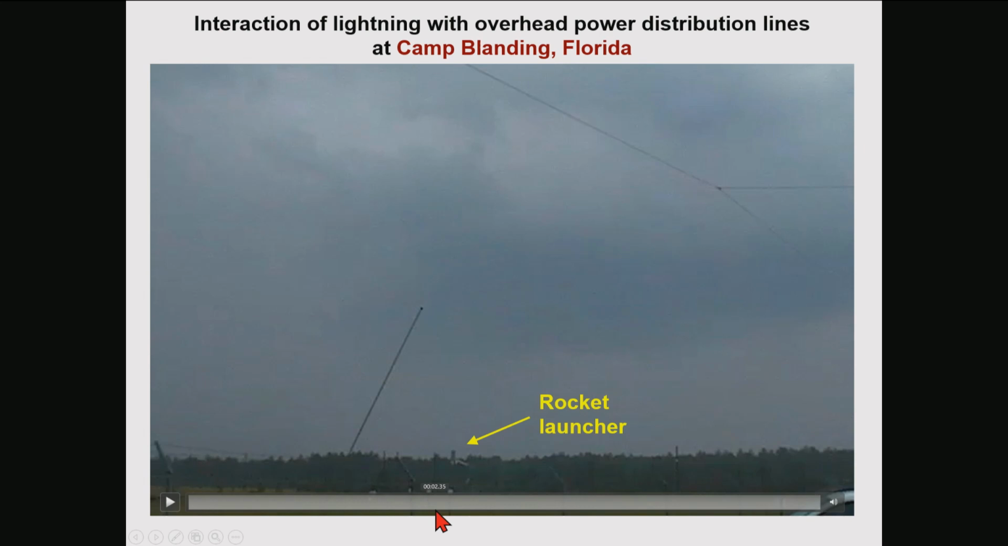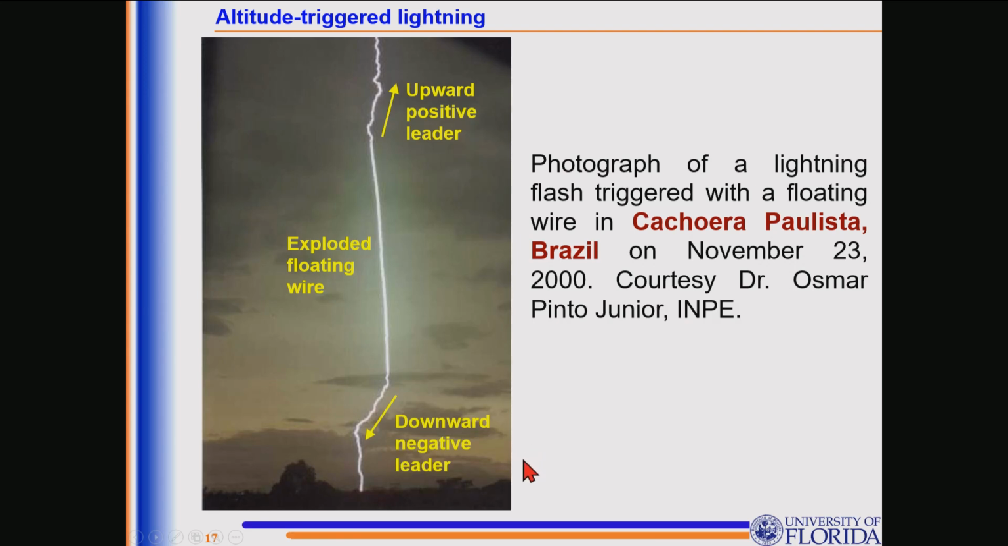Any presentation should contain at least one animation or video clip. This is mine. Let's see if it works. Rocket goes up, and here is rocket triggered lightning. The rocket launcher was mounted on a utility bucket truck, and the current was injected into the test power line. This is what this was about. One more time. And the line, of course, was instrumented. Currents and voltages were measured everywhere, and very valuable information was gathered from that experiment.